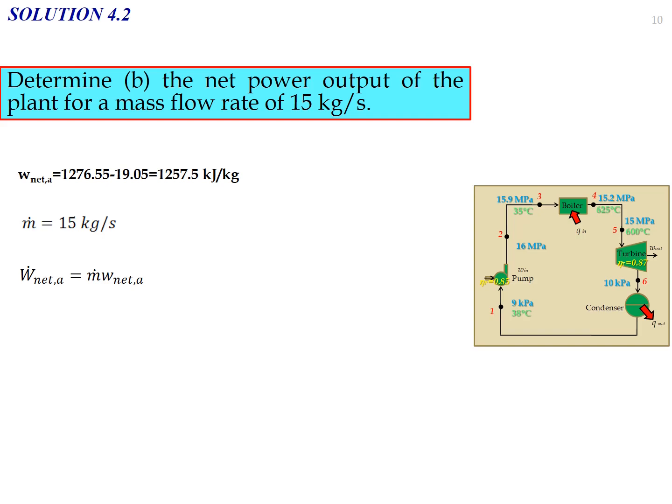So the net power output, W dot net actual, equals m dot multiplied by W net actual, which is equal to 15 times 1257.5, equal to 18.862 megawatt. Okay, so this is the value for the net power output for the actual Rankine cycle, for this actual steam power plant cycle.